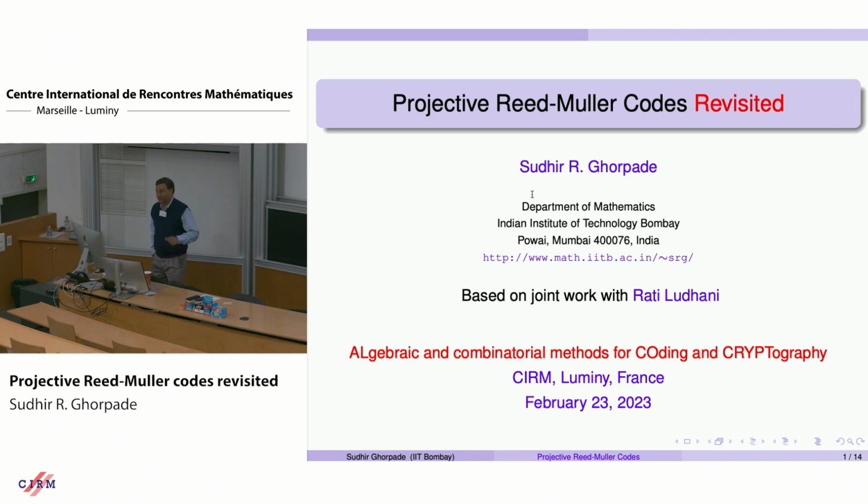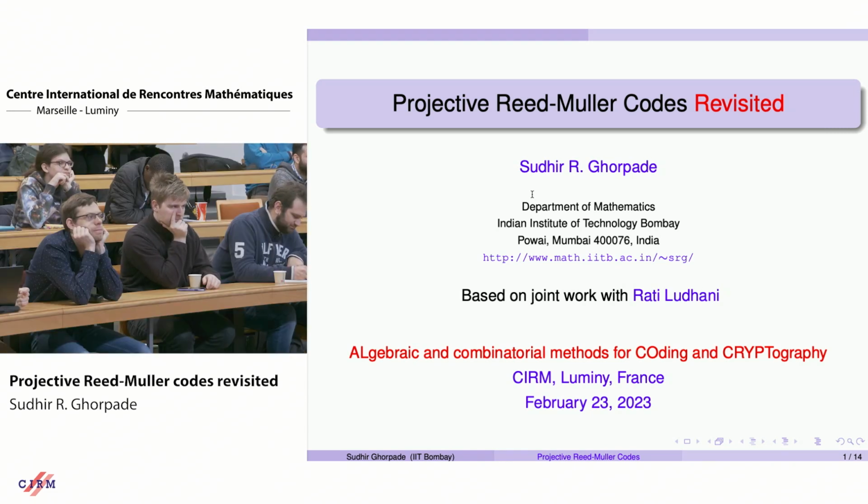I saw the name of the conference, AlcoCrypt, and I thought I should talk about something related to cryptography. But then I realized that I haven't done anything close to cryptography for maybe 10 years or so. Then I thought, okay, maybe I will talk about Reed Muller codes because it's also related to Boolean functions, which is intrinsic to cryptography and so on.